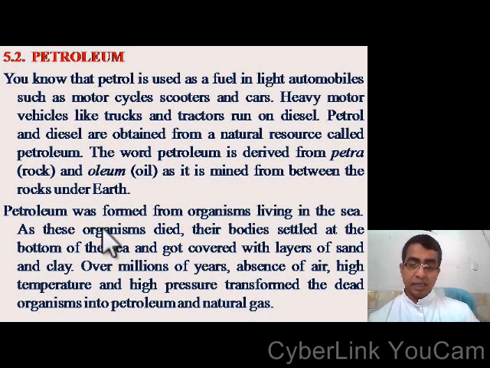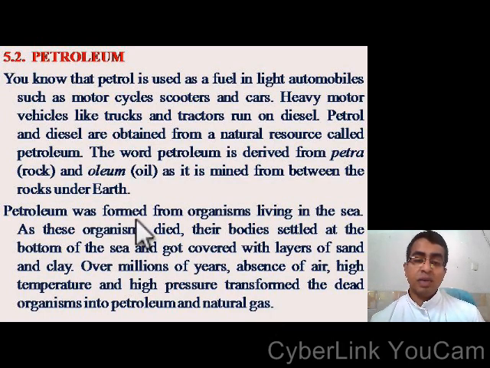Let us see once again. Petroleum was formed from organisms living in the sea. As these organisms died, their bodies settled at the bottom of the sea and got covered with layers of sand and clay. Over millions of years, in the absence of air, under high temperature and high pressure, transformed the dead organisms into petroleum and natural gas.